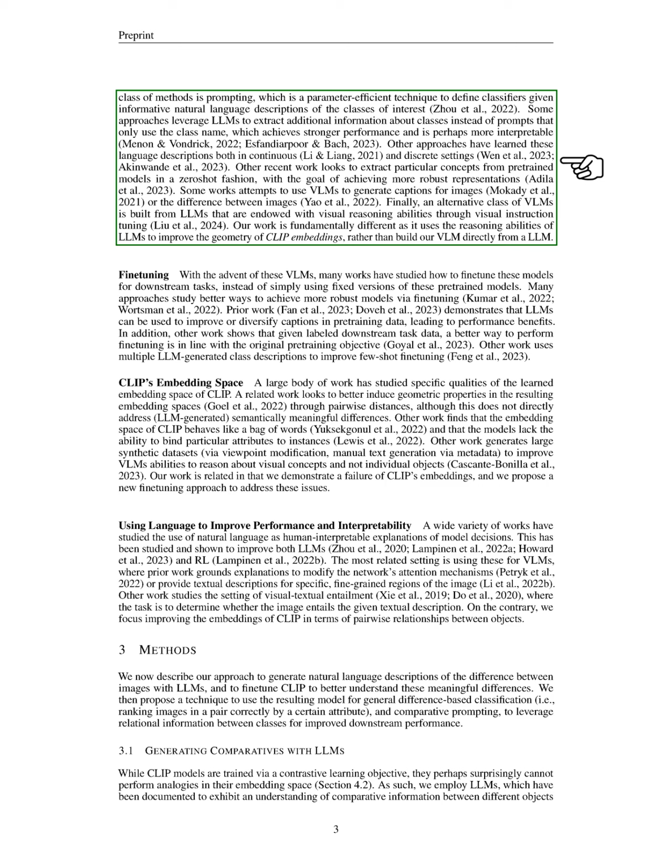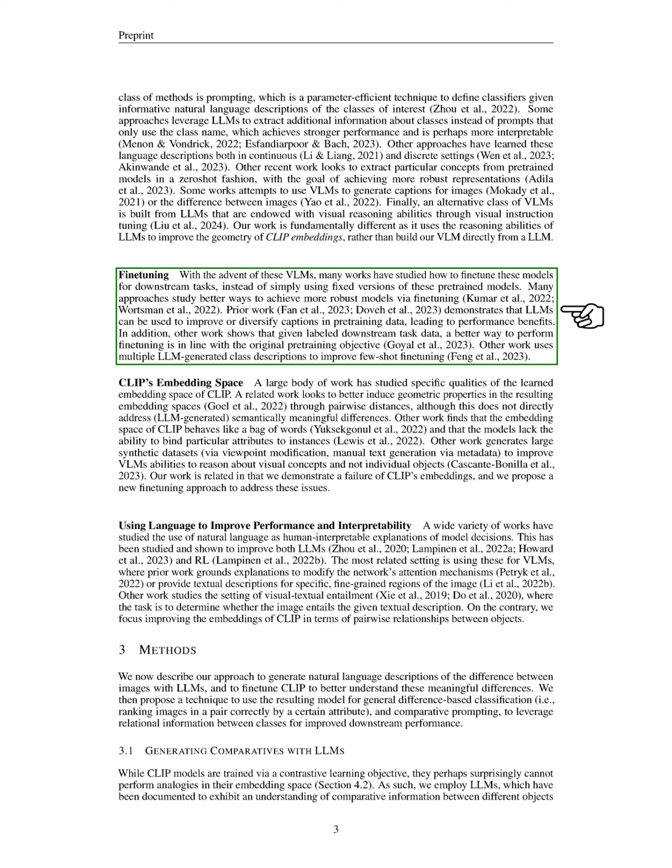Our work stands apart as it leverages the reasoning capabilities of LLMs to enhance the geometry of CLIP embeddings rather than constructing a VLM directly from an LLM. Section Summary. In this section, we introduce our approach, PC CLIP, which enhances the alignment of CLIP's image embeddings with semantically meaningful text descriptions of differences between images, improving its reasoning capabilities. We demonstrate that this method significantly boosts performance in difference-based classification and zero-shot tasks, while also ensuring better geometric properties in the embedding space compared to the original CLIP model.